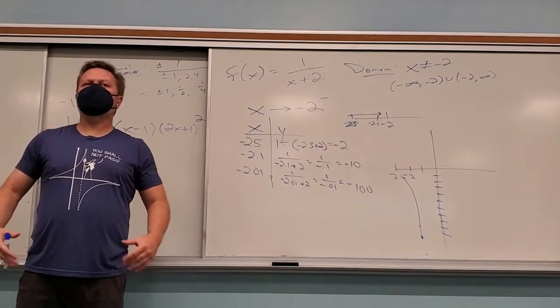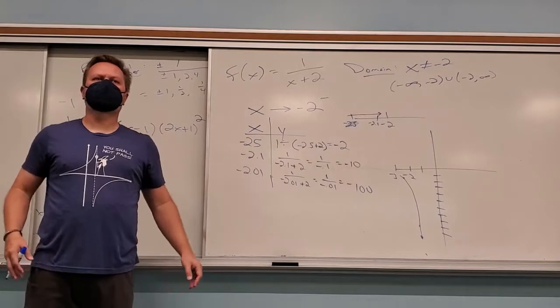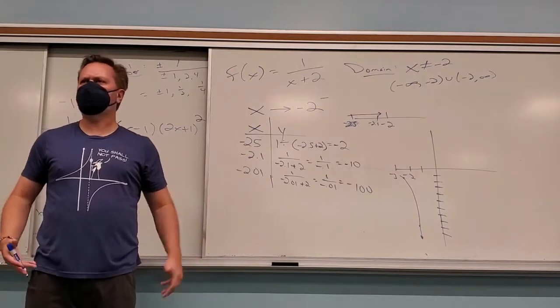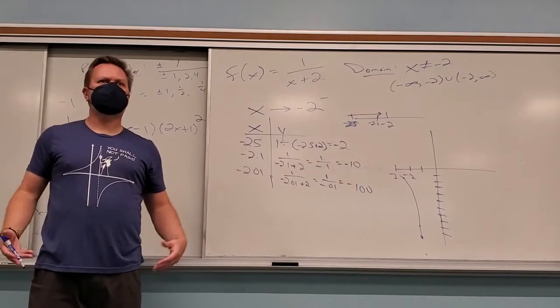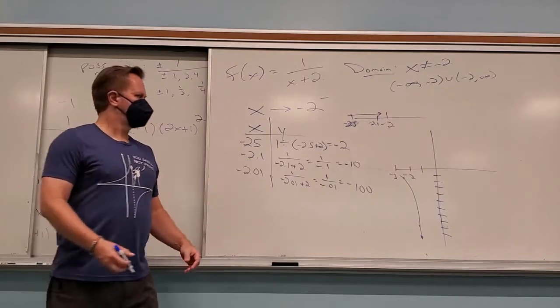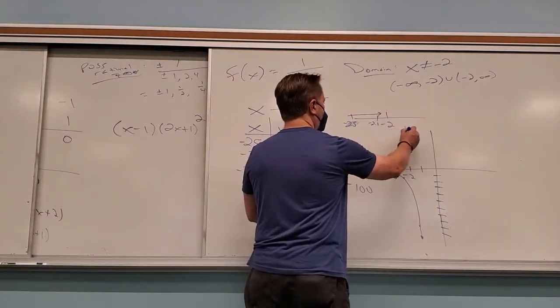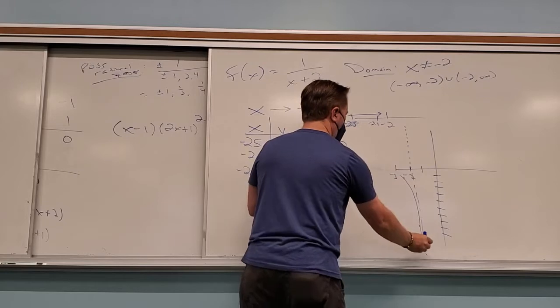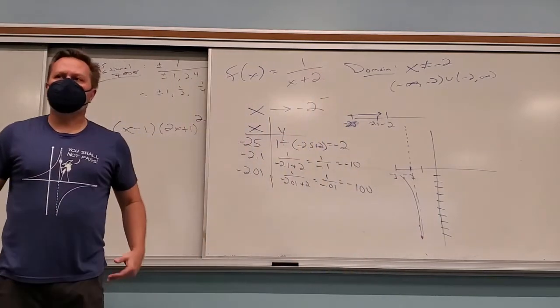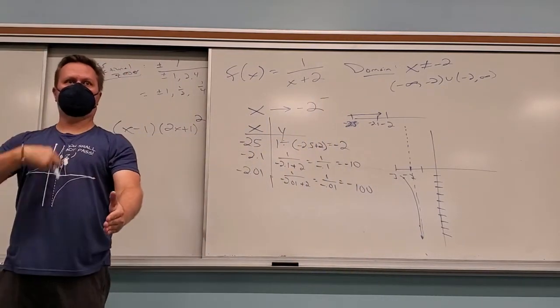Again, can I ever put negative 2 in? Am I allowed to put negative 2 in? No, because it makes it go crazy, right? So there's an asymptote right here. There's a wall right here. Because I'm not allowed to put it in. So there's a wall right there.